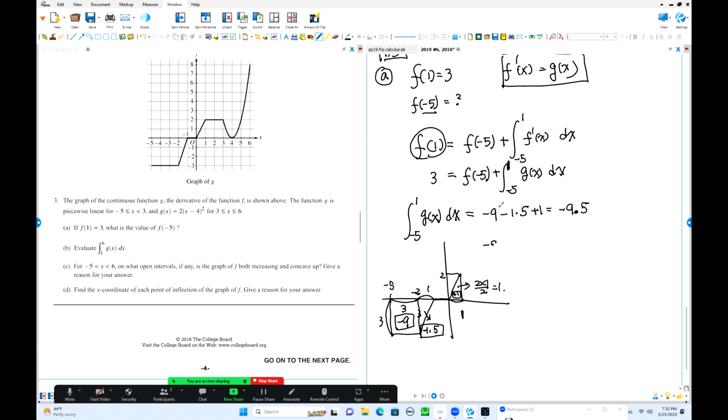So 3 equals f of negative 5 plus negative 9.5. That's the equation. From here we can find f of negative 5. f of negative 5 equals 3 plus 9.5, which is 12.5. So f of negative 5 equals 12.5. Are you okay with this?